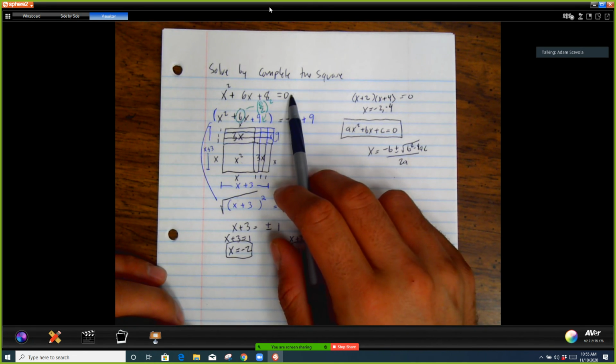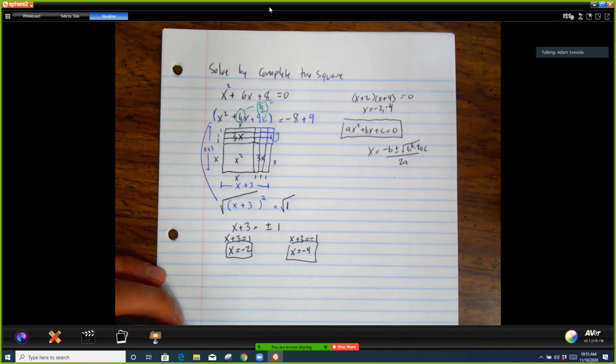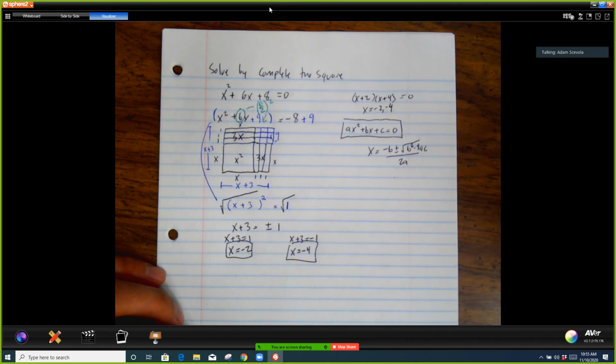Put it in standard form, step 1. Step 2, get the x's alone. Step 3, add half of b squared to both sides. Step 4, factor. Step 5, solve that more simple equation by taking the square root and isolating x. All right, that's complete the square.